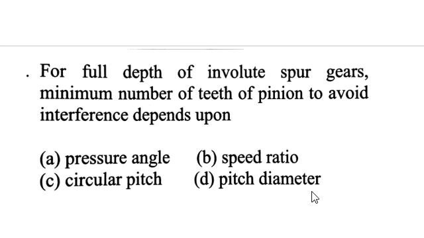468.827. And if you see the next question, for full depth involute spur gears, the minimum number of teeth on the pinion to avoid interference depends upon: A, pressure angle; B, speed ratio; C, circular pitch; D, pitch circle diameter. So we know the minimum number of teeth on the pinion to avoid interference is a function of pressure angle only. So option A is the right option here. Among the given options, option A is the right option.